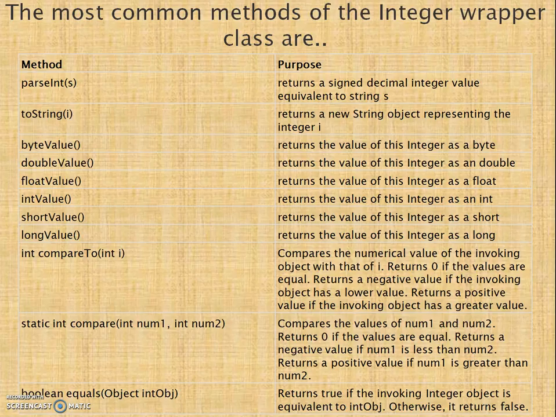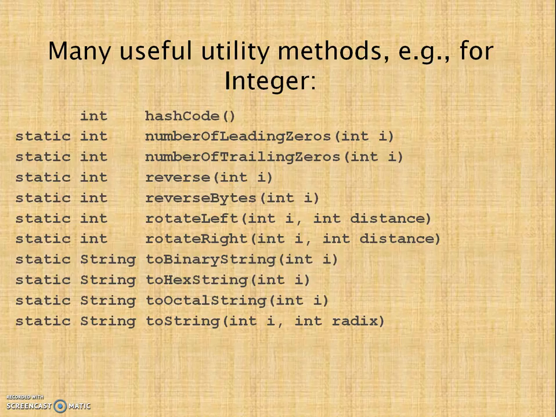The most common methods of the Integer wrapper class. Here I am quoting only an example for the Integer class, but we know that we have 7 other wrapper classes. Parsing returns a signed decimal integer value. toString returns a string value. We also have byteValue, doubleValue, floatValue, intValue, shortValue, longValue, and so on. These are the common methods used with the Integer wrapper class.